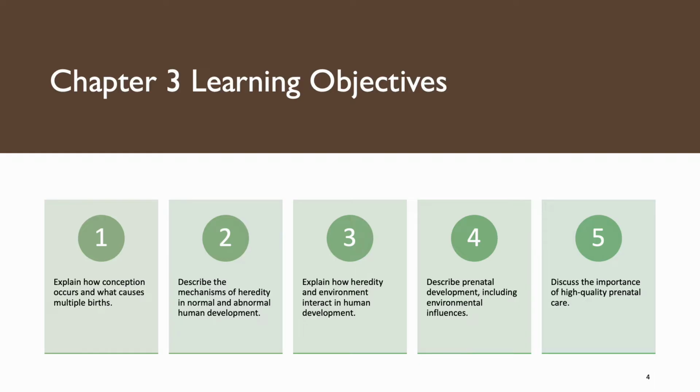Let's quickly go over your learning objectives for this chapter. By the end of the chapter, you should be able to explain how conception occurs and what causes multiple births. Describe the mechanisms of heredity in normal and abnormal human development. Explain how heredity and environment interact in human development. Describe prenatal development, including environmental influences. And discuss the importance of high-quality prenatal care.